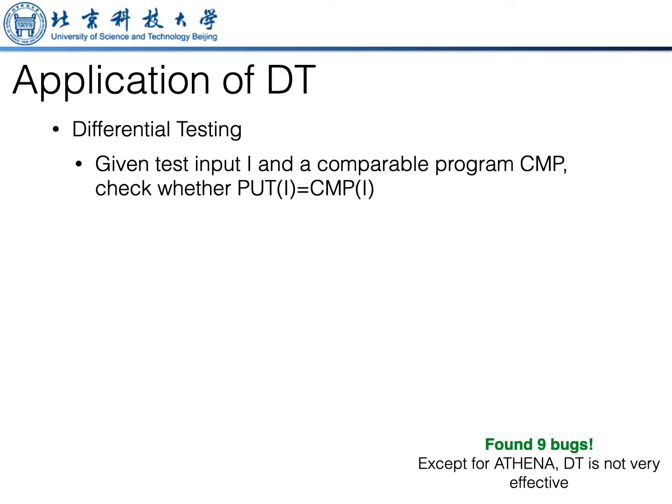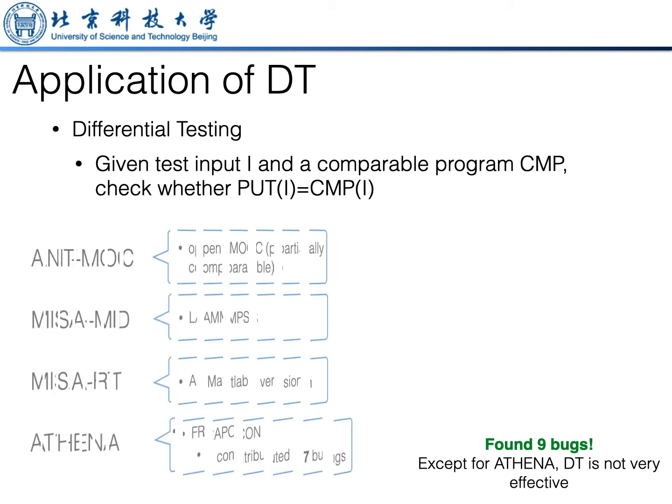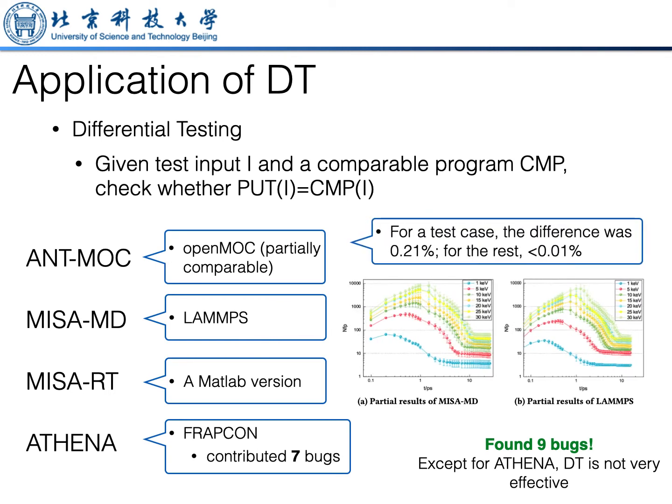To apply differential testing, we check whether the actual output of the program under test is equal to that of a comparable program. The major difficulty is that not all the programs have fully comparable versions. For example, for Antmok, the open source program OpenMOC is only partially comparable because it does not support fast reactors. We found 9 bugs by using differential testing, and SINA contributed 7 of them. Because SINA is a rewrite of function program Frapcon, we are able to verify every function in SINA.